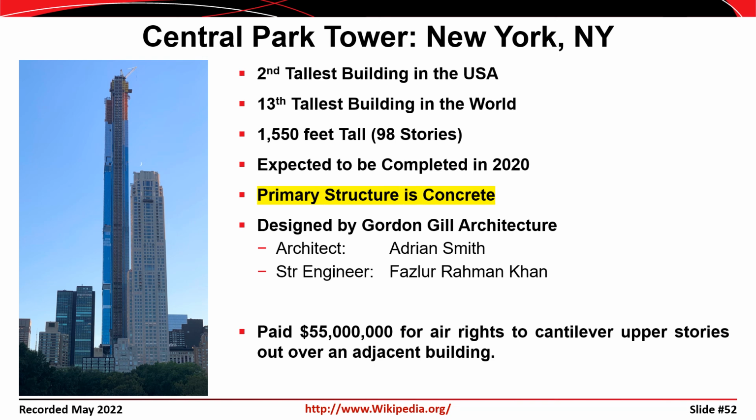An interesting factoid about this building is that the owner paid $55 million in air rights so that part of this structure could be cantilevered out over an adjacent building. They couldn't build it wide enough because of the size of the lot. But once they got to a height that was above the adjacent buildings, they actually expanded the structure outwards and cantilevered it over those additional buildings.